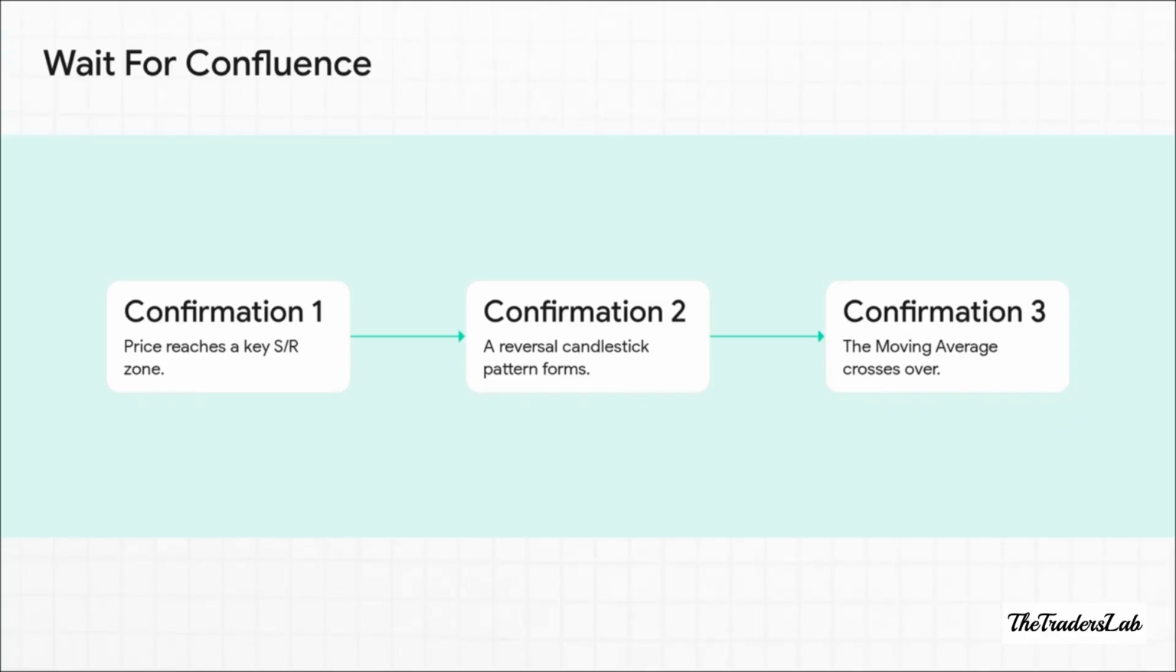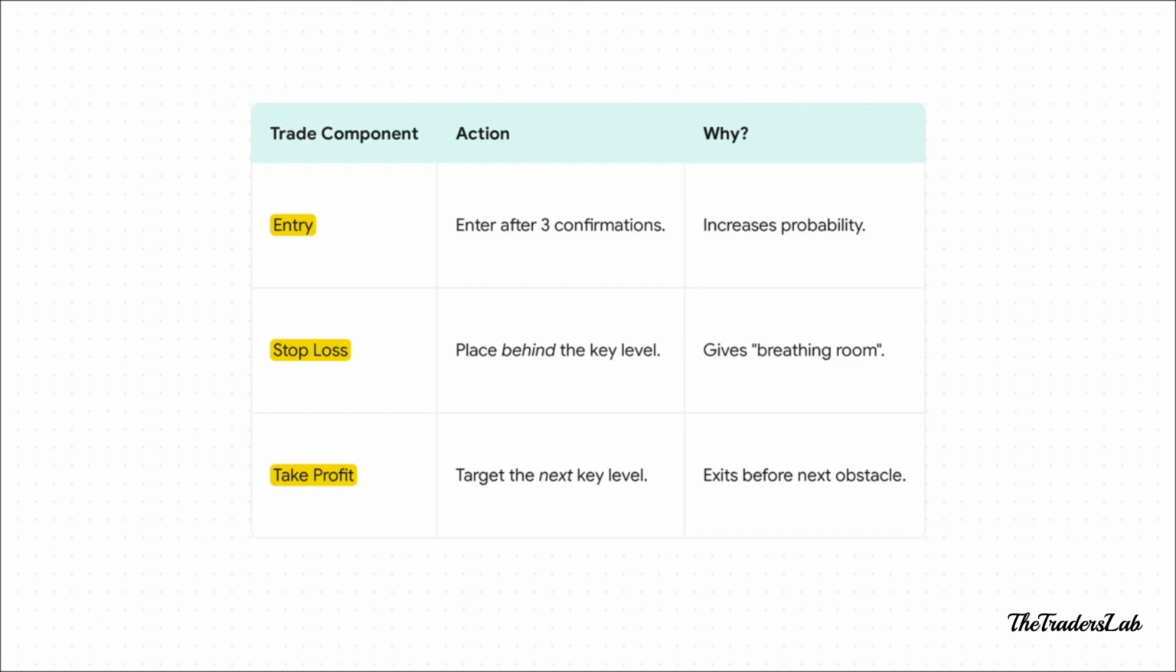First, we wait patiently for price to actually reach one of our key zones. That's checkmark number one. Second, we wait for a clear reversal candlestick pattern to form, something like a big bullish engulfing candle at support. That's checkmark two. And third, you could wait for another piece of evidence, like a moving average crossover, telling you the short-term trend is shifting in your favor. That's our final confirmation.